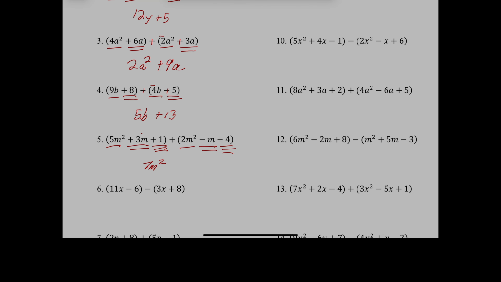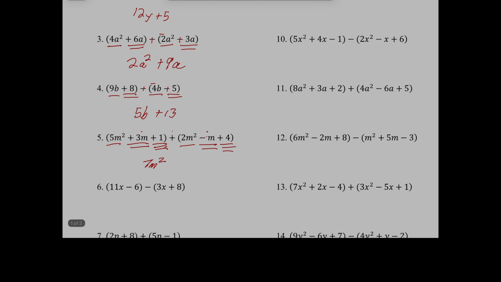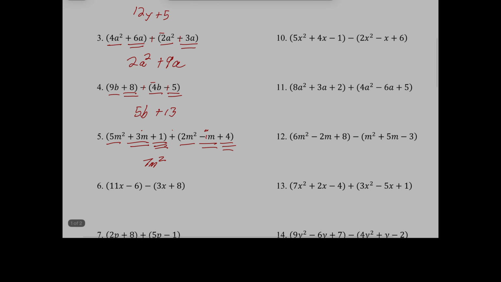Then I have a positive 3m plus a negative m. Some people will write just 3 there, 3m minus m is 3. That's incorrect. That's a 3m minus a 1m. Remember, you can always assume a 1 in front. So if I have a 3m minus a 1m, I just get a positive 2m. Positive 3 plus a negative 1. All right, going on, I have a positive 1 plus a positive 4. That's going to be a plus 5.